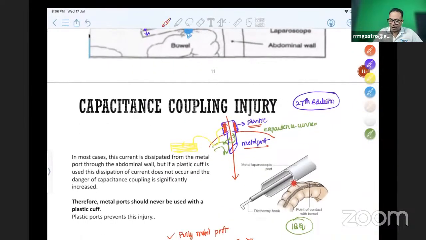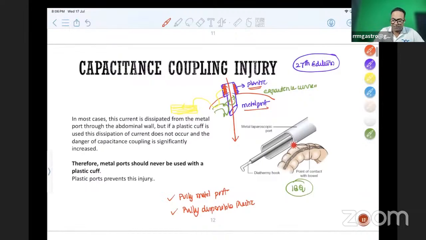It is not there in Bailey and Love, but this image will make you understand. When I use a metal instrument with an insulator sheath through a metal port with a plastic cuff, the current will be generated. This is a capacitance coupling current. When you go back to your physics days, you will understand this. The current will be generated in this port and this will transfer the current to the bowel. So please don't forget.